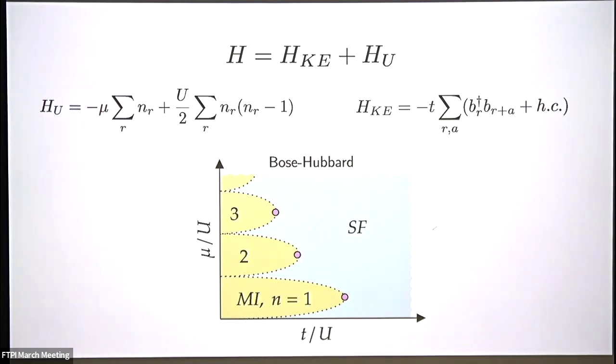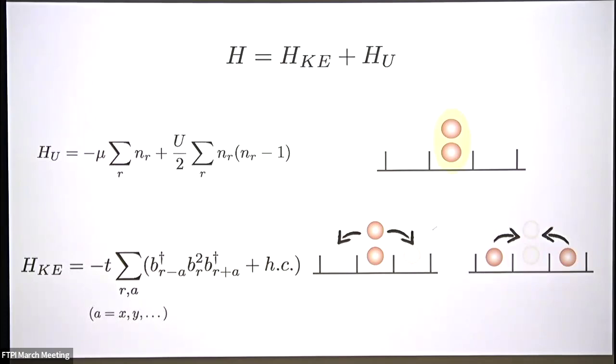So we want to understand how this physics goes through when we impose this extra conservation law of dipole moment and quench the kinetic energy. And so just to be very concrete, this is the kind of model we're going to be studying. We take the Bose-Hubbard model and we add this extra symmetry.